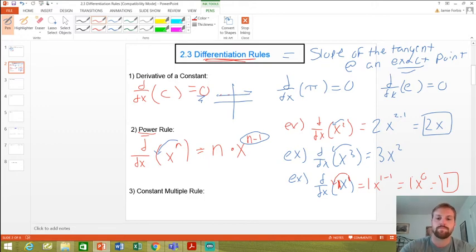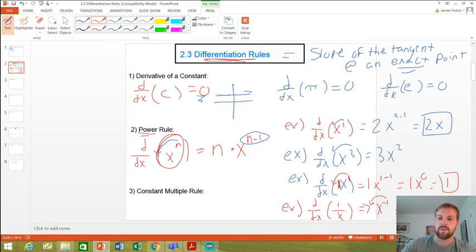Ooh, how about the derivative of 1 over x? So a lot of times you're going to get to the point where you want to write it in the form x to the n. So wouldn't you agree this is the same thing as x to the negative first power? And the derivative of that, if I did the power rule, I'm going to bring down the power, becomes negative 1x. And then negative 1 minus 1 is negative 2.